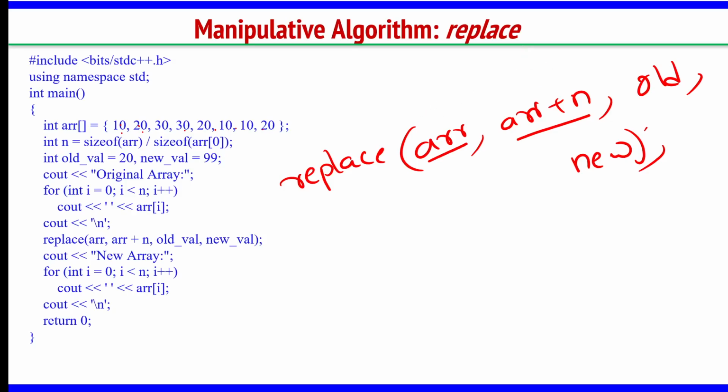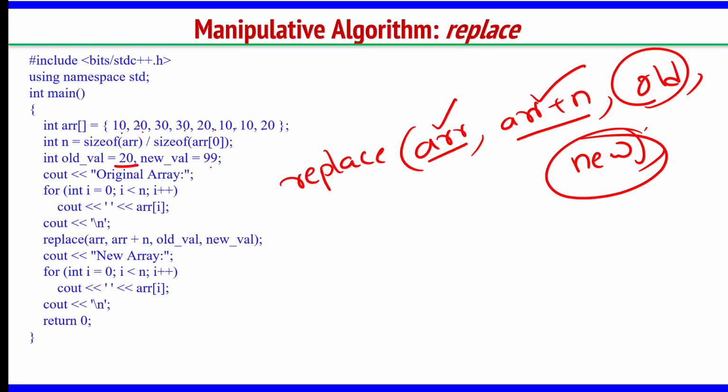So, here ARR plus n means from the beginning till the end, wherever there is the old value, put the new value. So, what is my old value? 22. What is my new value? 99. So, this statement you say replace ARR plus n, old value, new value. After that what will this array become? This 20 will become 99, here also it will become 99, this will become 99, that is the program, okay.